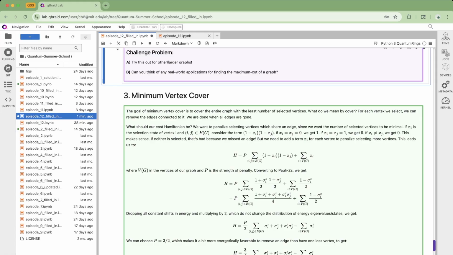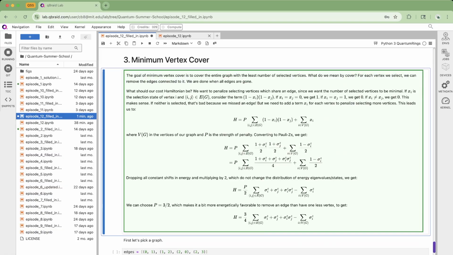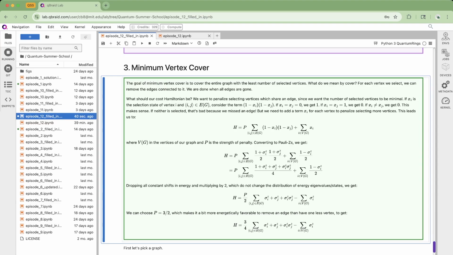So I worked through the math here. If you're curious, you can read into it in more detail. But in the end, you're going to get a term that's like sigma z i plus sigma z j plus sigma z i sigma z j. And basically that term is going to give you a 0 if both i and j are included in the graph. And it's also going to give you a 0 if only one of i and j is selected.